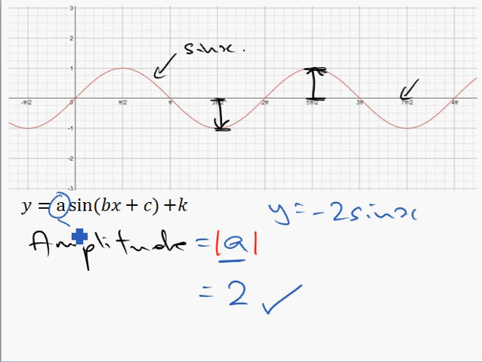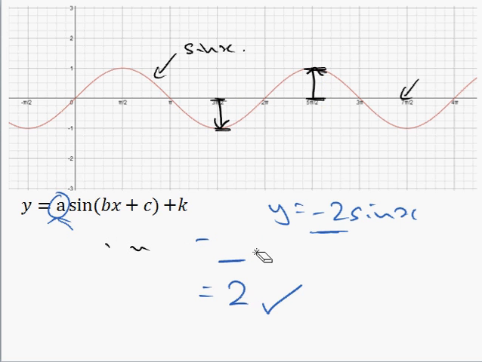So once again, just take the number that's used as A here and turn it into a positive number. If it's already positive, just use that number. If it's a negative number, turn it into a positive number, and that's the amplitude. It's the largest distance from the top to the center line, or from the bottom to the center line.